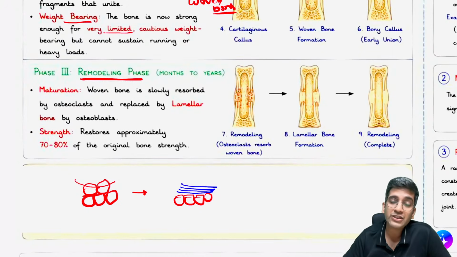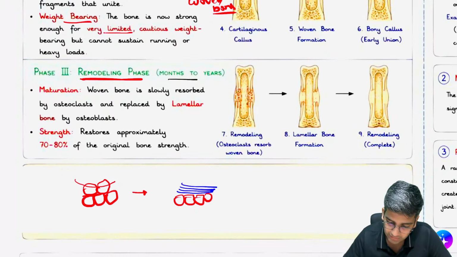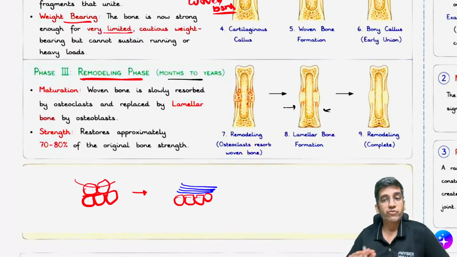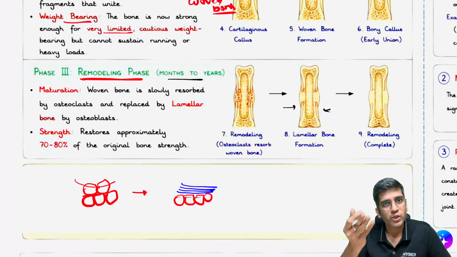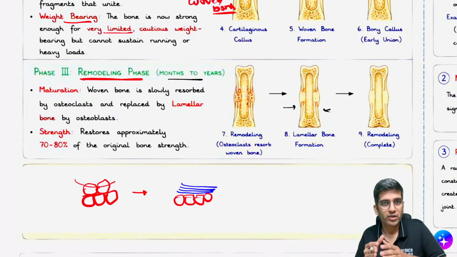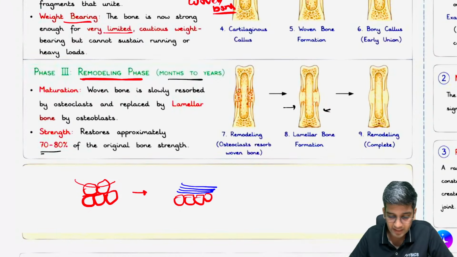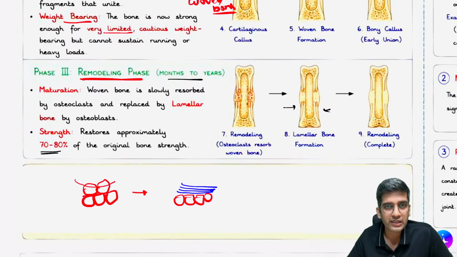It will take months to years, based on age, gender, nutrition status, lots of things, right? It will take a long time, and ultimately it will become lamellar bone. Lamellar bone formation alone is not complete. Lifelong it will keep remodeling. Your bone, my bone, even now it remodels. Not lengthwise, but remodeling happens lifelong, right? Even in the best case, I can get 70 to 80% of original strength. I will never get 100% of original strength, like any other wound healing process.